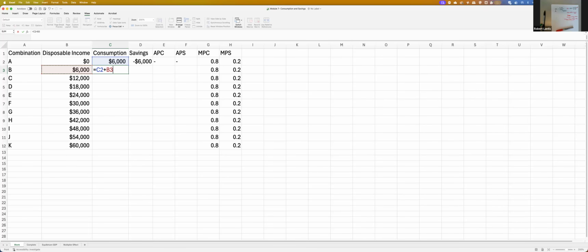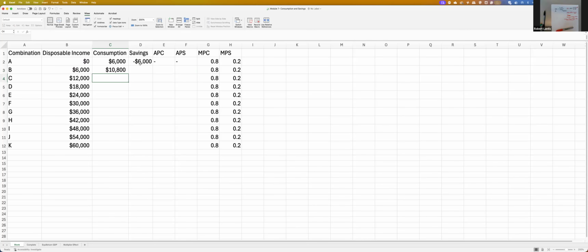So I go back to my Excel file. We said the new consumption would be whatever I was spending before. That was C2 here. But then I would add the change in my disposable income. Well, it went from 0 to 6,000. So instead of just selecting 6,000 here, I actually want the change in my disposable income. It went up by 6,000. However, I didn't spend all of that, right? My marginal propensity to consume was only 0.8. So of that additional $6,000, I only spent 80% of that, or 0.8. So my new level of consumption would be $10,800.